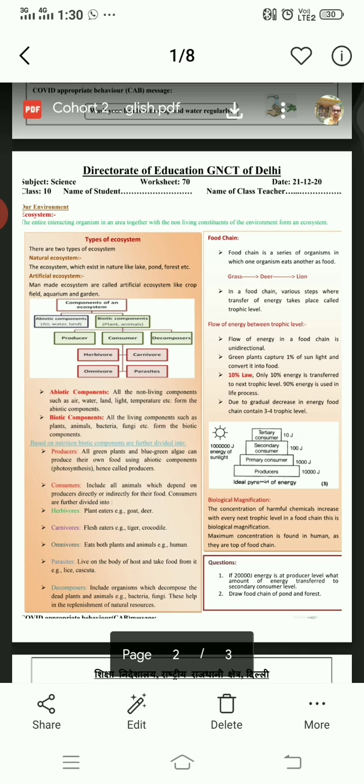So what is biological magnification? Increasing of concentration of chemical contaminants in the body of any organism at any trophic level is known as biomagnification. So when we go from lower trophic level to higher trophic level, biomagnification gets more. So maximum concentration of the contaminant will be found in the highest trophic level organism.